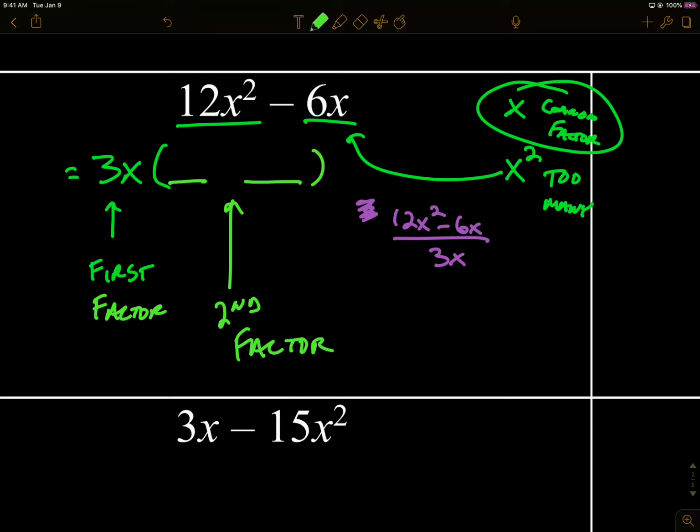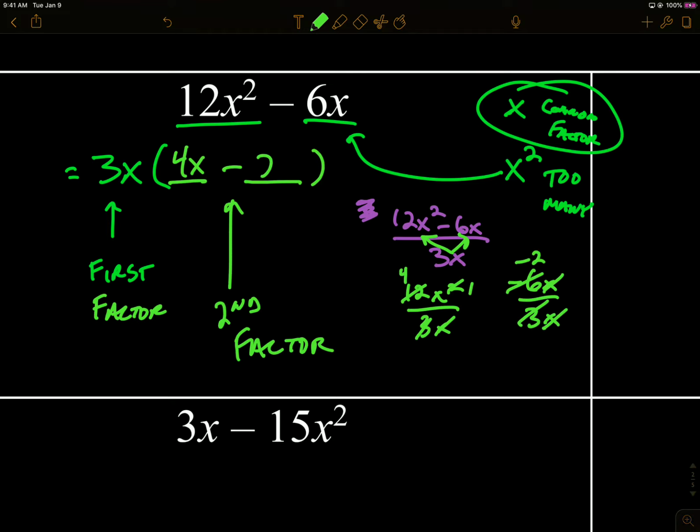So I divide 3x, so 12x squared divided by 3x. 3 goes into 12 4 times. X goes into x squared once, so we have 4x left over. That's our first part. The second one is negative 6x divided by 3x. So I'm just dividing the common factor into both parts. A negative 6, 3 goes into negative 6, negative 2 times. X and x cancel, so I have minus 2. That is how we do factoring by greatest common factor.